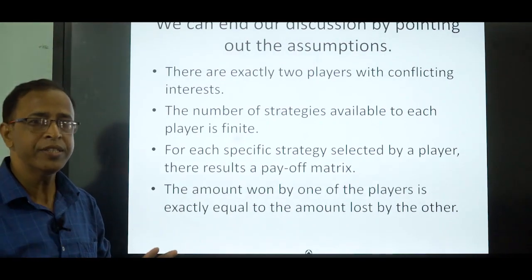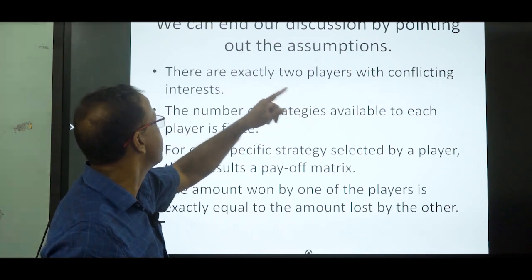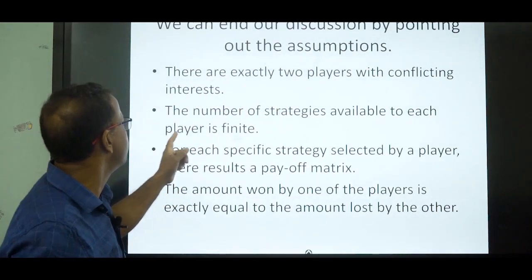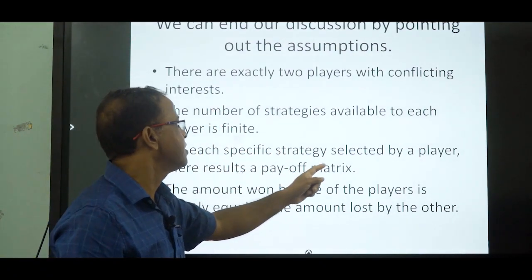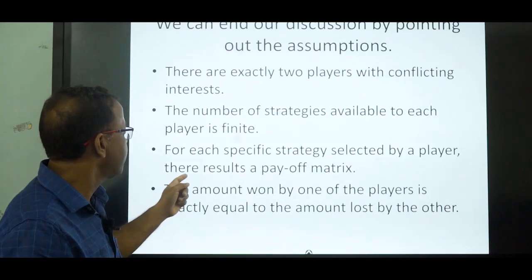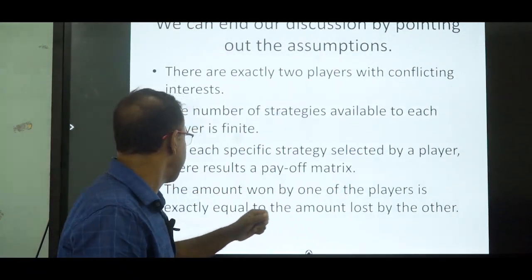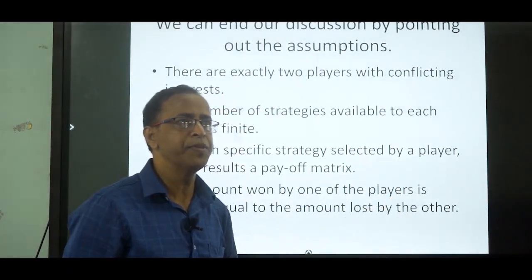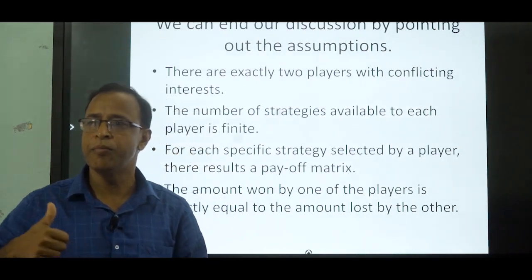These points are: there are exactly two players with conflicting interests, and the number of strategies available to each player is finite. For each specific strategy selected by a player, there is a resulting payoff matrix, and the amount won by one player is exactly equal to the amount lost by the other. That means one player will gain and the other will lose the same amount.